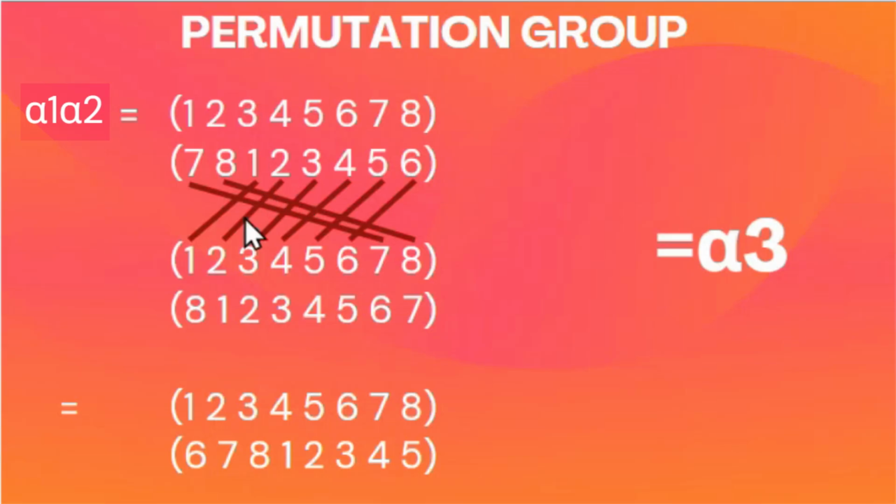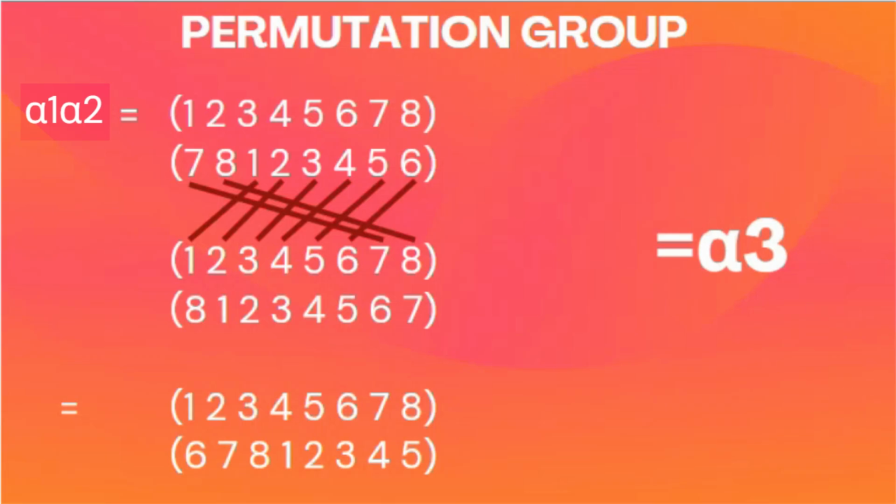Then 3, we have 1. So below 1, we have 8. So it's 3, 8. And then 4. Here is 4, and then below 4 is 3. That's why it's 4, 1. Then 5, 2, then 6, 3. Then 7, we have here 5, and then below 5 is 4, so 7, 4. Then for 8, we have 6, and then below 6 is 5. So 8, 5. So it is equal to alpha sub 3.